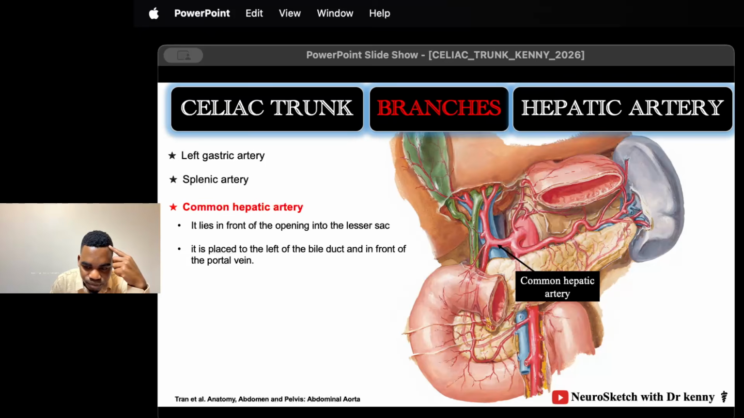There is also a branch that is a variant. It's not present in every situation. It is called the supraduodenal artery. This one, this supraduodenal artery. It is variant. It's not present in everyone.